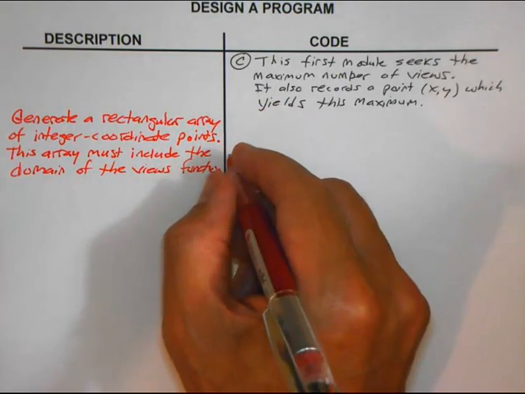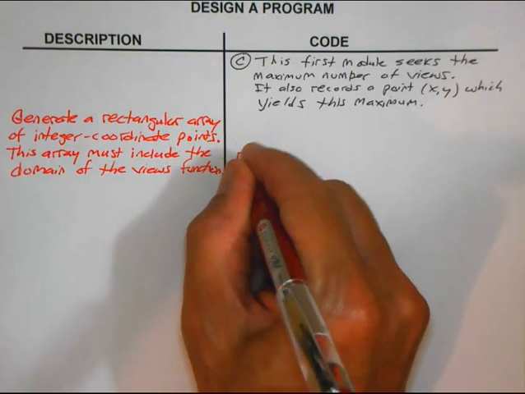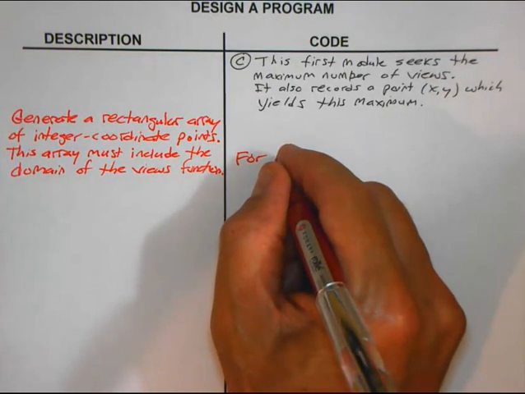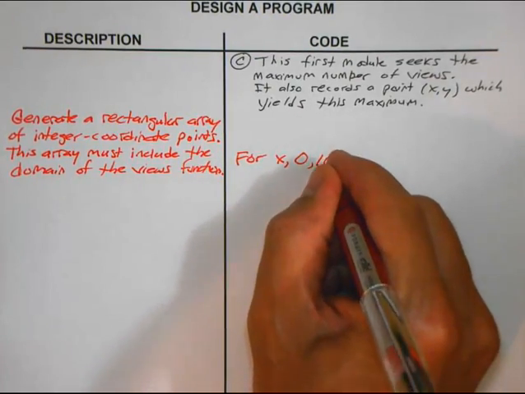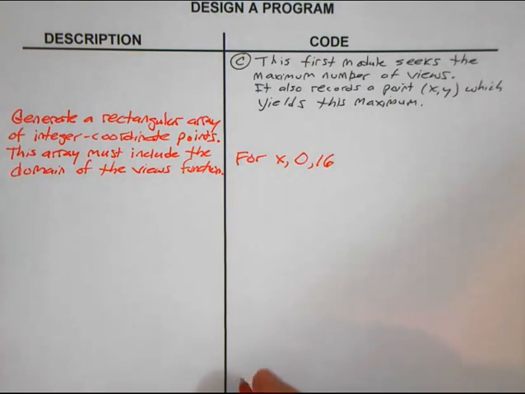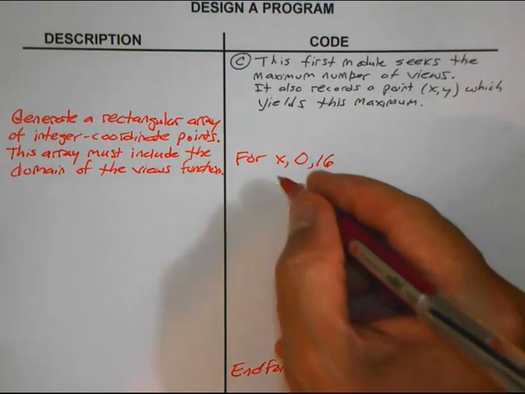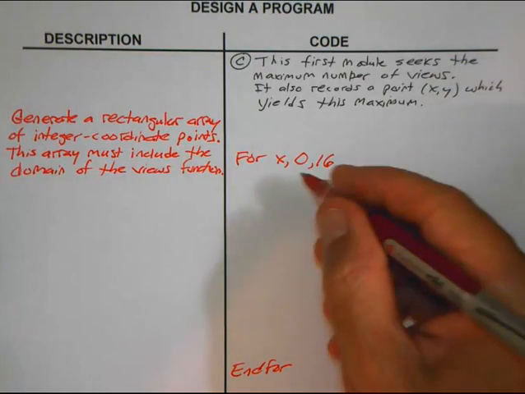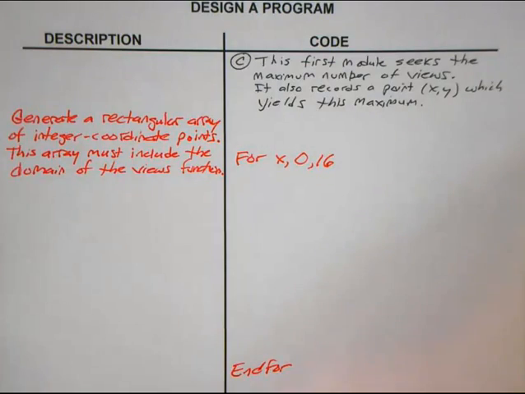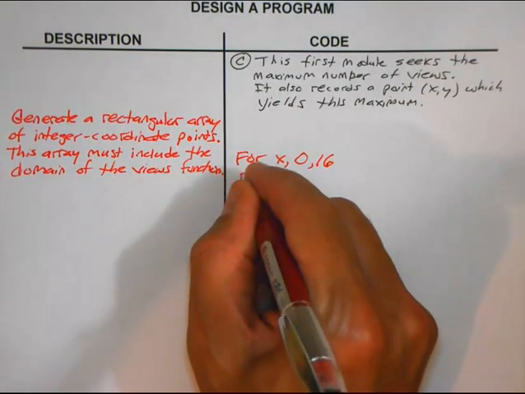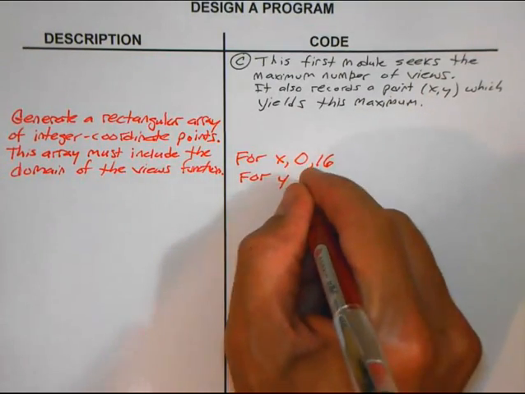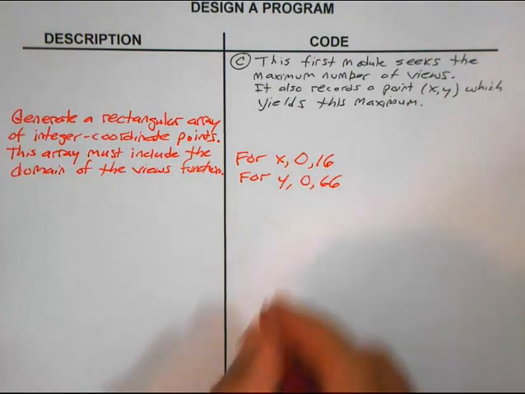A counter loop command starts off with the instruction of for, and then you decide the variable, which will say x, 0 the lowest number, 16 the final number, and then you have to end that command somewhere. Now that would generate x being 1, 2, 3, 4, up to 16, and then when x hits 17, it's tossed out of the loop. Also we need y coordinates as well, and similarly for y, 0 to 66, and end that loop there.